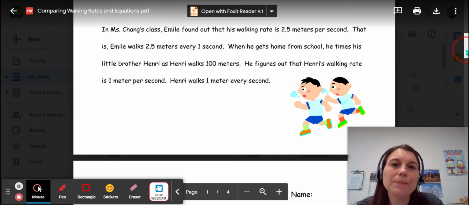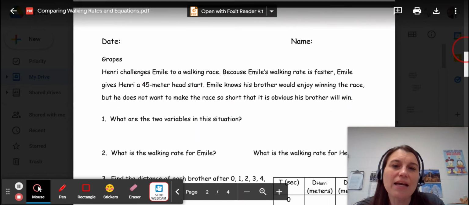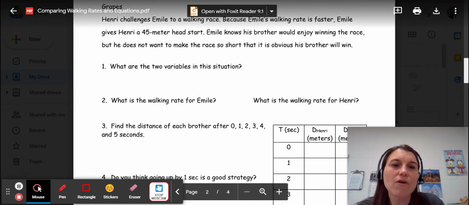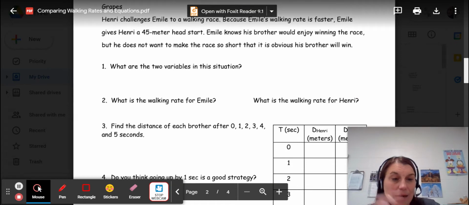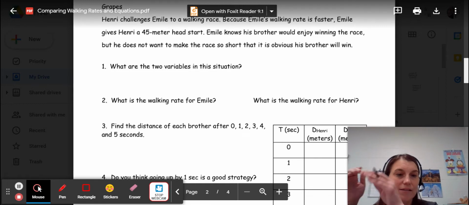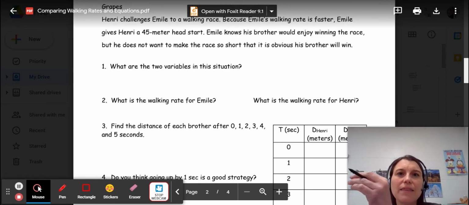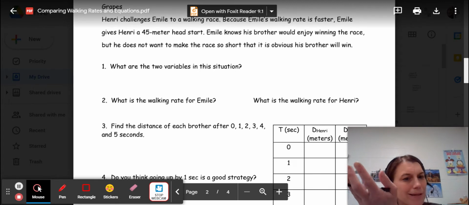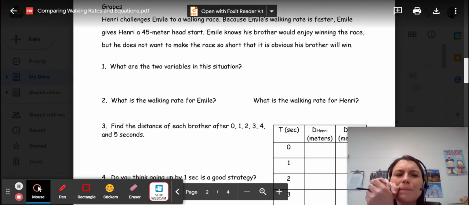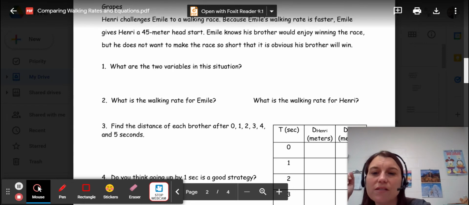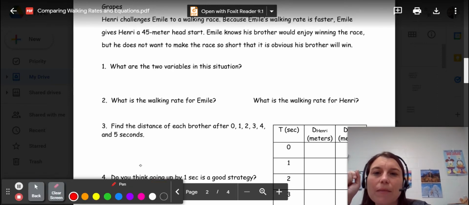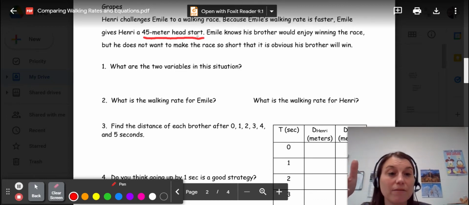So that being said, I'm going to come down here and we're going to examine what happens over time. If they did a walking race, then Emil would clearly win because he walks faster, right? But he wants to give his brother a chance because he has a little brother and he wants to make it fun for him. So he decides to give his brother a head start. So this is a little different because we haven't done one like this before where he actually starts at a different spot.